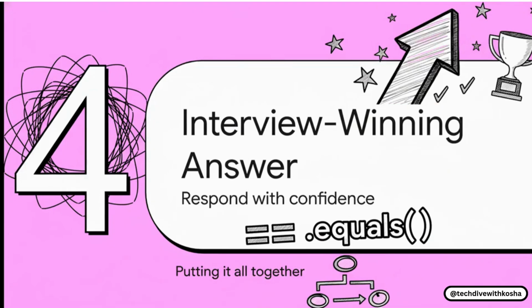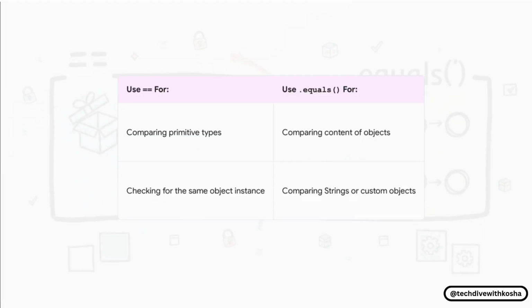Okay, so we've walked through the theory and we've dismantled the big trap. Now let's wrap all of this up into a perfect, confident answer that's going to make you look really, really good in that interview. Here's your golden rule. It's simple. If you're comparing primitive types, things like int, char, boolean, use double equals. It works perfectly because you're just comparing raw values.